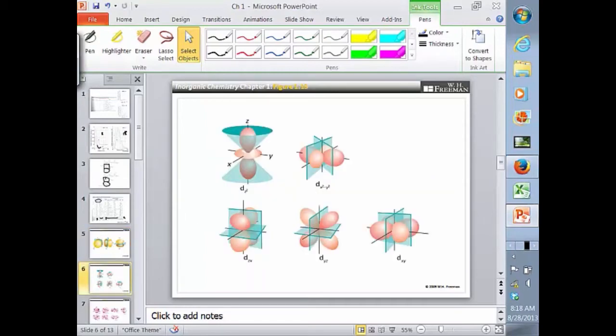Here are the d orbitals. So the dz squared isn't exactly what we usually think of as a plane. It's more like a cone, but it's an angular node. It depends on the angle.